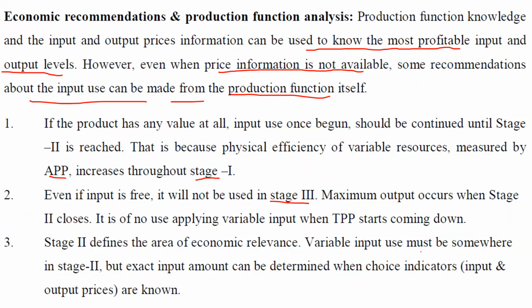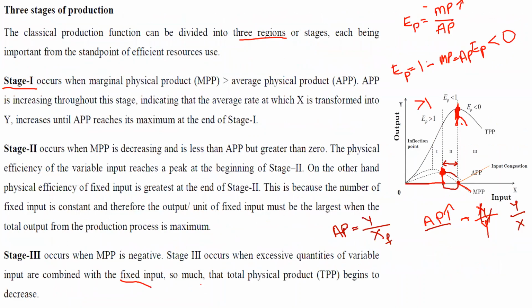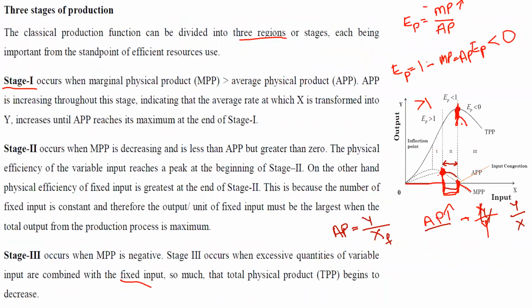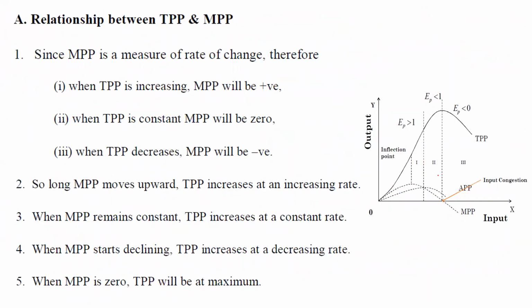Variable input use must be somewhere in stage 2, but exact input amount can be determined when choice indicators, that is input and output prices, are known. So our optimum use level for input will be in stage 2, any input level between the stage 2. Exact level of input will be dependent on the price of input, but it should range within the stage 2. So this is the economic recommendation based on the law of diminishing marginal returns.